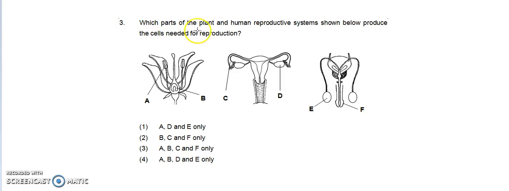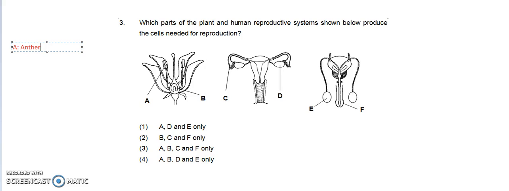Question 3. Which parts of the plant and human reproductive systems shown below produce the cells needed for reproduction? Well, we have all these A, B, C, D, E, and F. Let us identify them and let us make notes here. For A, it is actually the anther.